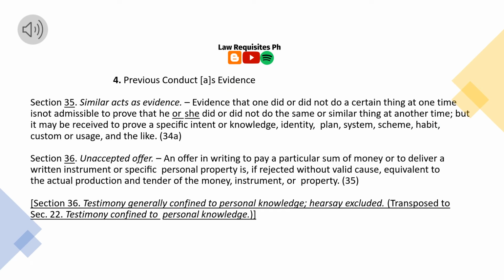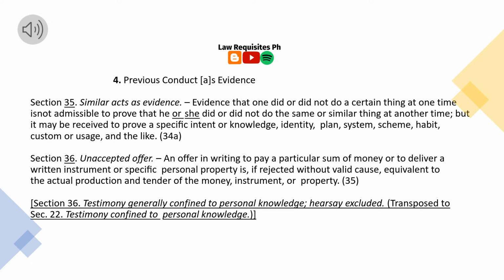33a. Previous conduct as evidence. Section 35. Similar acts as evidence. Evidence that one did or did not do a certain thing at one time is not admissible to prove that he or she did or did not do the same or similar thing at another time, but it may be received to prove a specific intent or knowledge, identity, plan, system, scheme, habit, custom, or usage, and the like. 34a. Section 36. Unaccepted offer. An offer in writing to pay a particular sum of money or to deliver a written instrument or specific personal property is, if rejected without valid cause, equivalent to the actual production and tender of the money, instrument, or property.